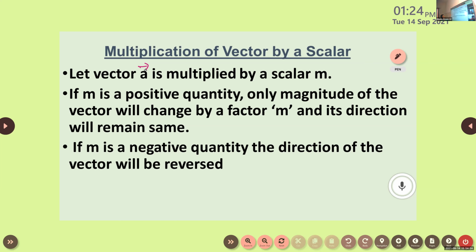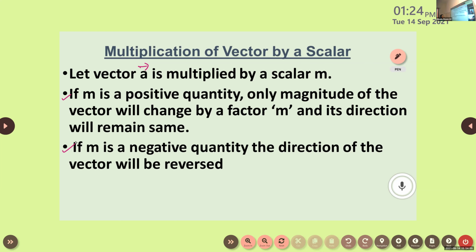If M is a positive quantity, only the magnitude of the vector will change by a factor M and its direction will remain the same. If M is a negative quantity, the direction of the vector will be reversed. These are the two characteristics of multiplication of a vector by a scalar. First of all, you write the statement. After that, we can explain it with the help of an example.